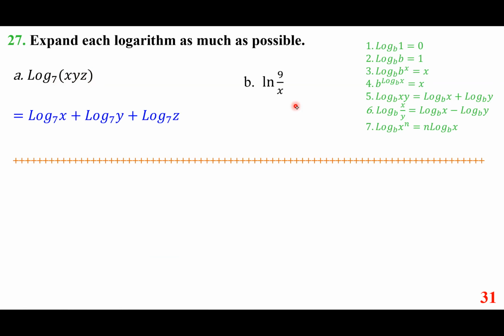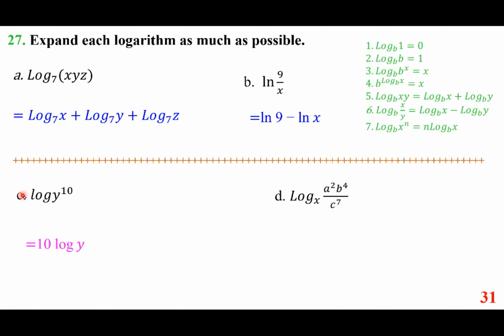This one uses the quotient rule, ln 9 minus ln of x. This uses the power rule. Take a look. N becomes the coefficient, so 10 becomes the coefficient here. This one is a combination, so it's log of the top minus log of the bottom.